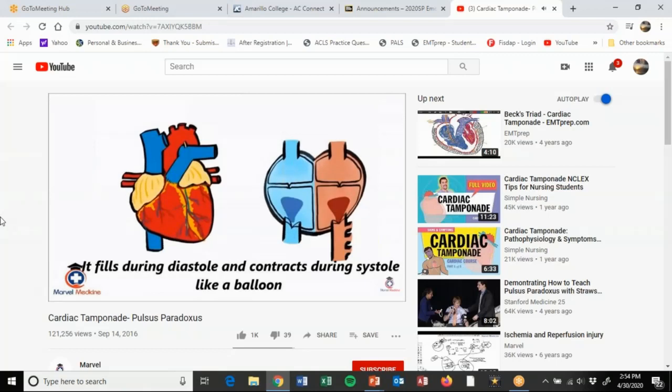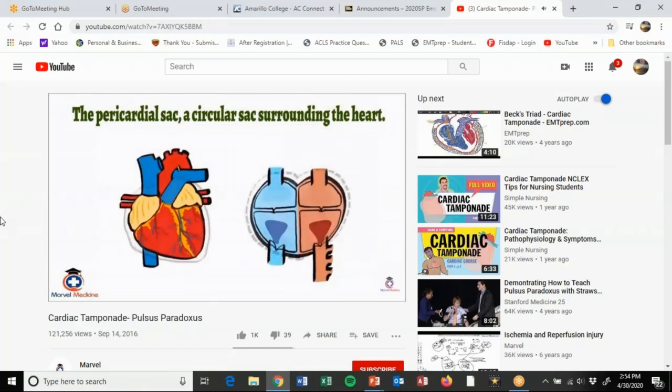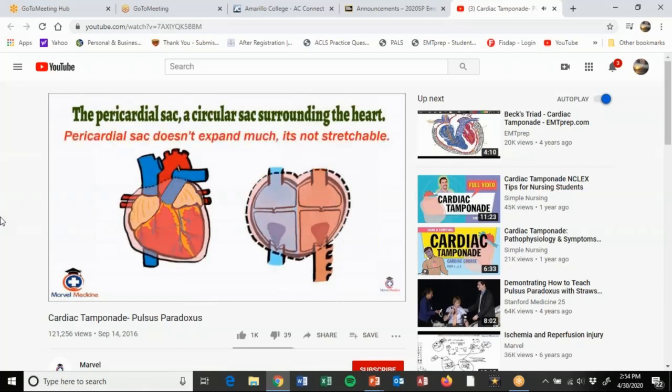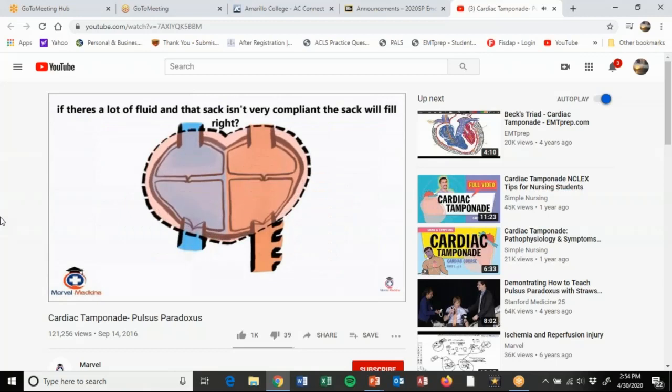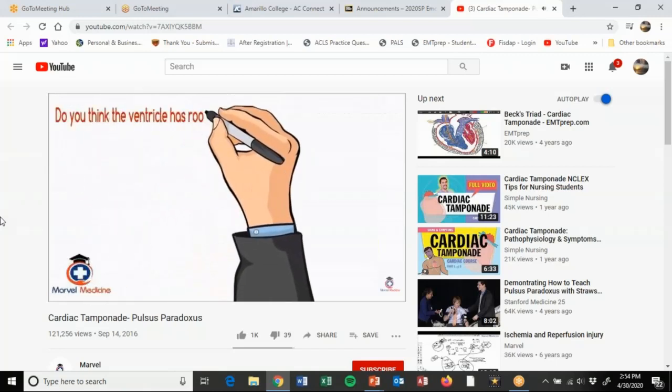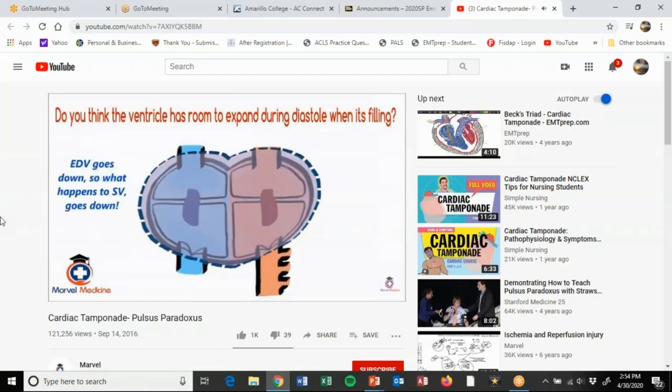Again, there's the heart. Hopefully you can see this. Fills during diastole, and then during systole, it ejects the blood from the ventricles. You have the pericardial sac surrounding the heart. Normally, it doesn't interfere with the refilling of the heart. It's tough, fibrous protection. Now you see that pericardial sac is filling up with blood. So as it fills, it compresses the heart. So during diastole, there's not room for the heart to refill. And it decreases stroke volume or end diastolic volume because it doesn't fill as much.